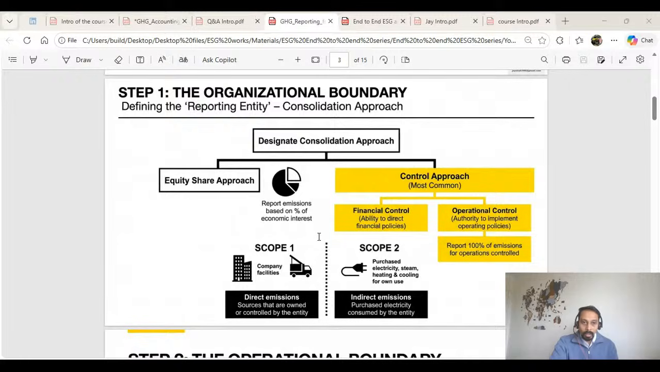The second approach is the control approach, which is most commonly used by governments or corporate companies. You report 100% of emissions where you have financial control. Financial control means you develop your finance policies, financial capital, capex, opex, and manage everything in your company yourself. Then operational control is about day-to-day operations, the authority to implement your operating policies.